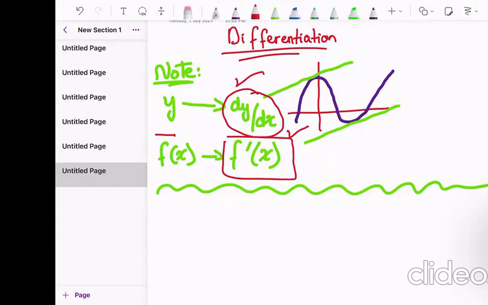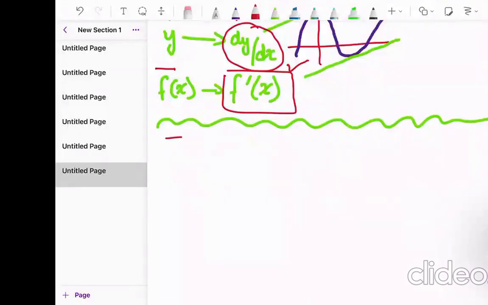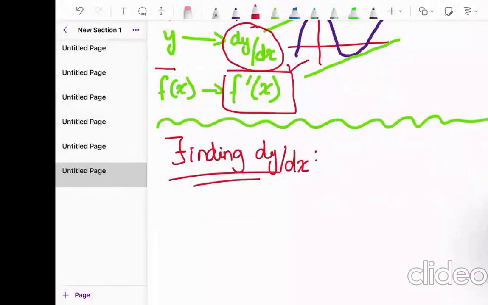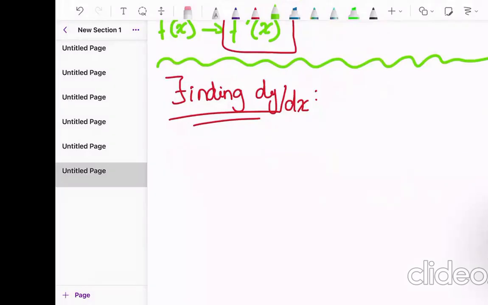Now, moving towards the next, the first concept we need to understand is how to find dy upon dx. That's the first basic thing. Now listen to me very carefully. I'm just giving you some general function.